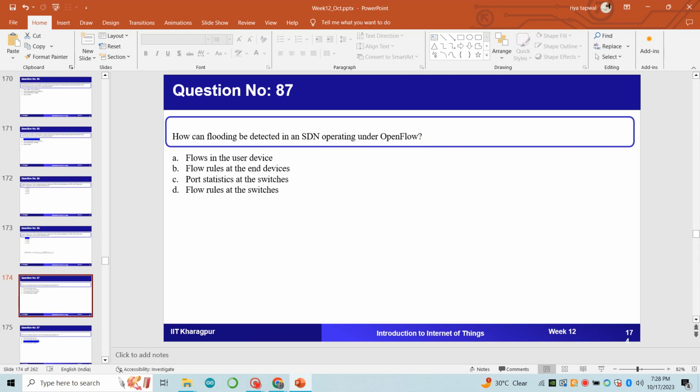Next question: how can flooding be detected in an SDN operating under OpenFlow? Options are A, flows in the user device; B, flow rules at the end device; C, port statistics at the switches; D, flow rules at the switches.